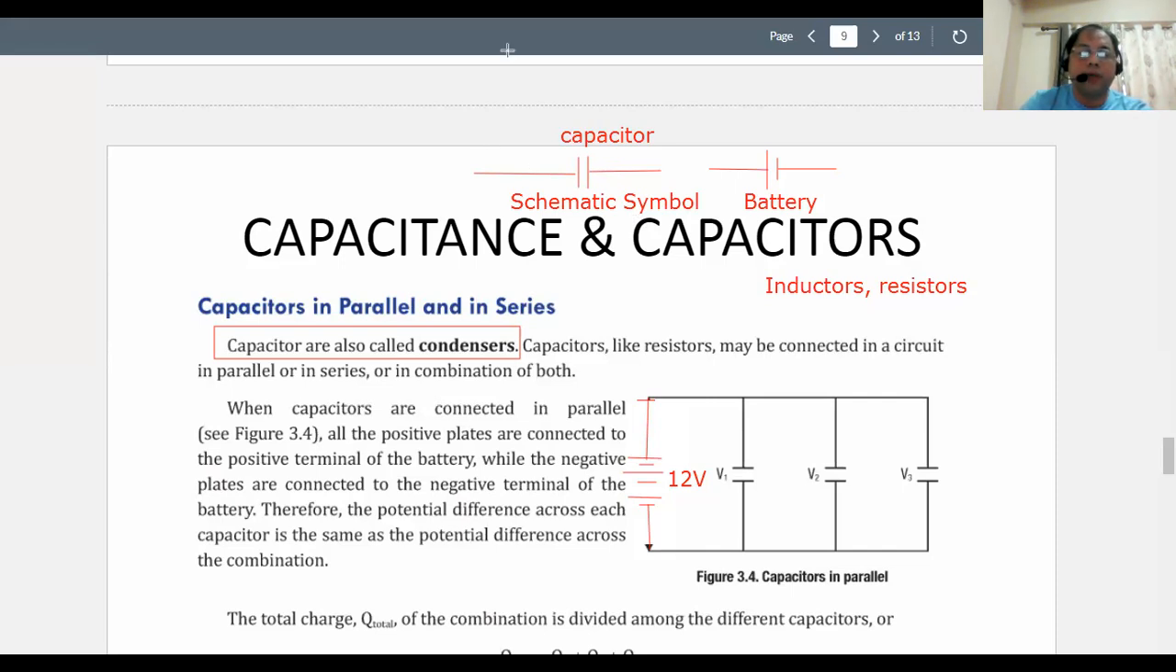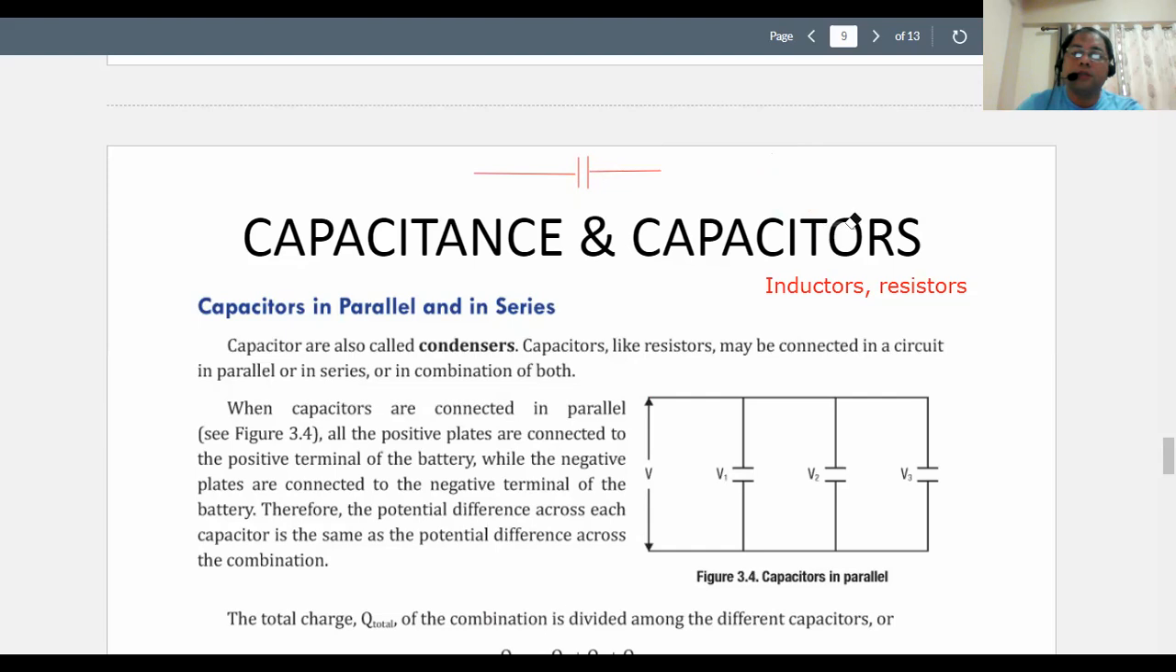Okay. So again, another name for capacitors, we can call them condensers. We symbolize our capacitor with symbols like this: 2 parallel lines, exactly equal in length. So please check the difference of the battery symbol from the capacitor.